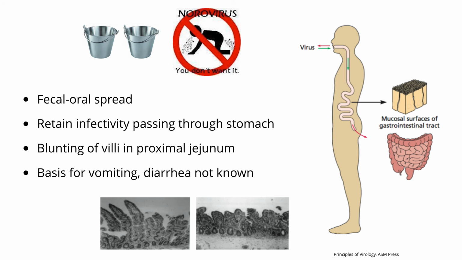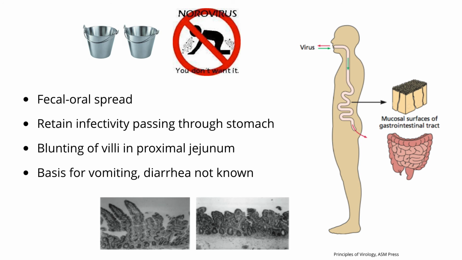This virus is spread by fecal-oral contamination. You ingest fecally contaminated material. There are some other ways of spread as well. It passes through the stomach and replicates in your intestine. You get a blunting of the villi. Here on the left, lower left, these are wild-type villi in the intestine, and on the right is someone who has been infected with norovirus.